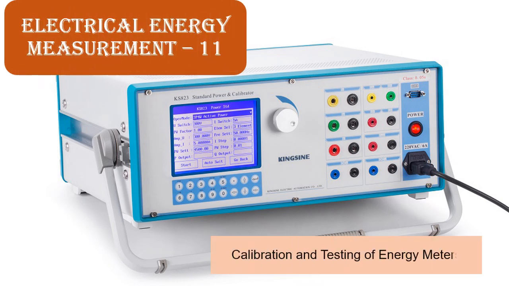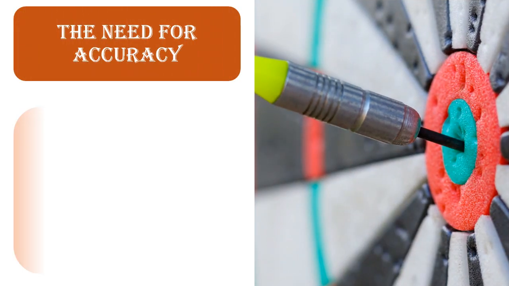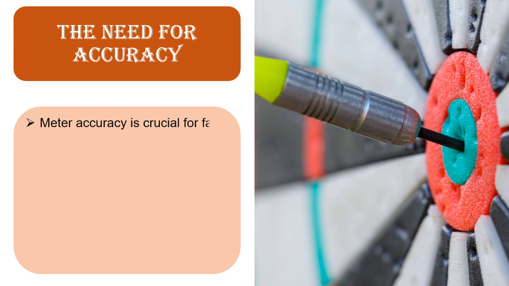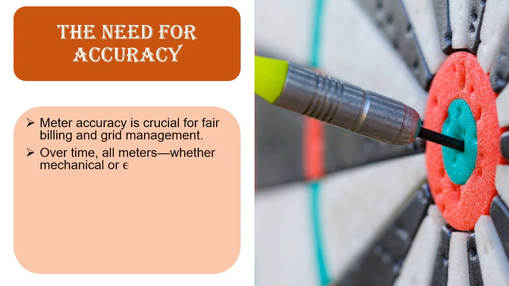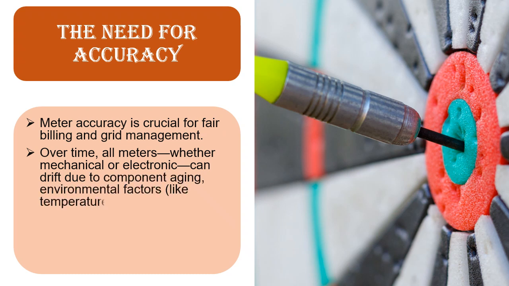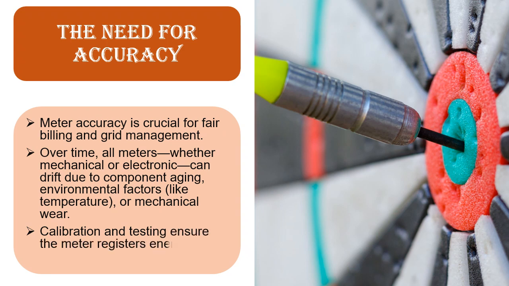Electrical energy measurement 11. Calibration and testing of energy meters. The need for accuracy. Meter accuracy is crucial for fair billing and grid management. Over time, all meters, whether mechanical or electronic, can drift due to component aging, environmental factors like temperature, or mechanical wear. Calibration and testing ensure the meter registers energy within specified tolerance limits.